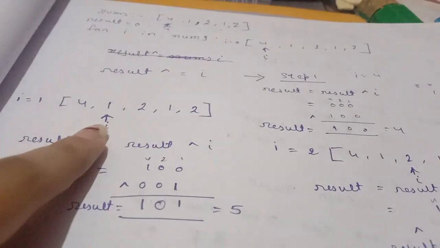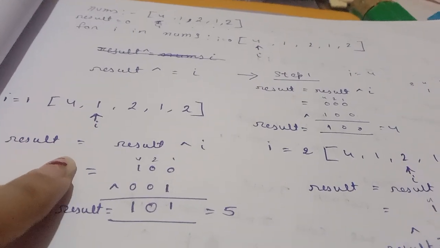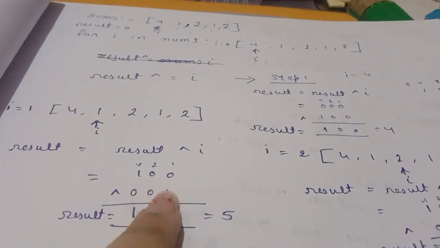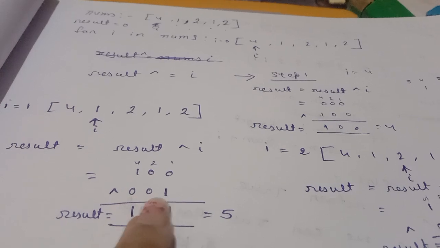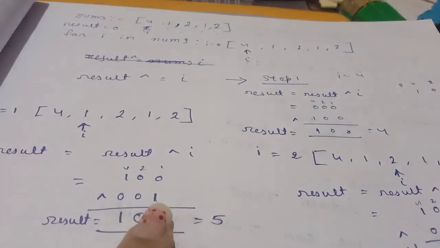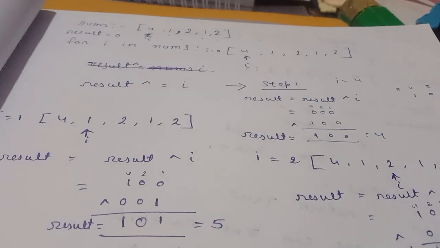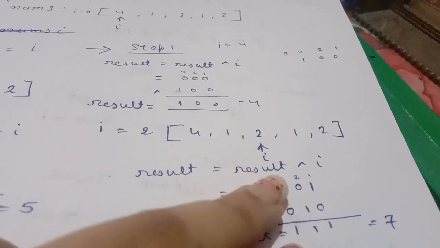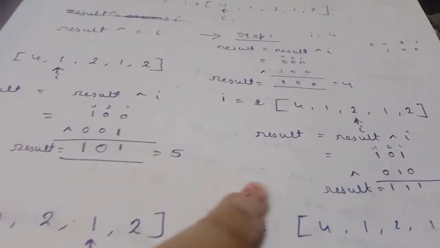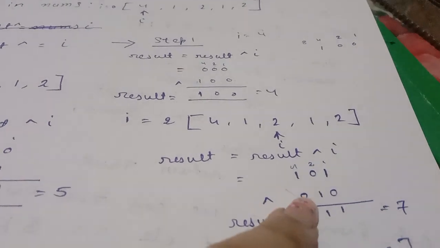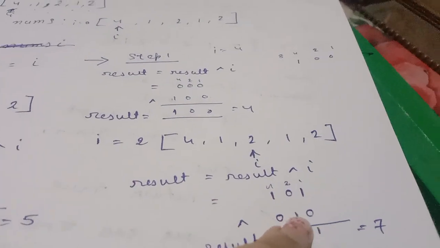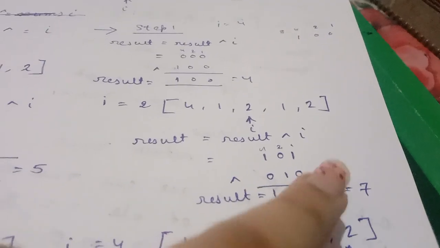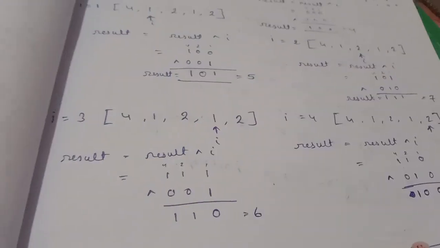Then in the next iteration, the i is 1. So again we perform the same thing, but here the result value is already updated to 4. So result here will be 4, and the i's value is 1. So we again perform the XOR operation and then we got 5. Similarly for the next element, the result is now 5 as we got from here, and with i, here i is 2, which in binary is 0 1 0, then we perform the operation and get a result. Similarly we are going to perform it for the rest of the elements.